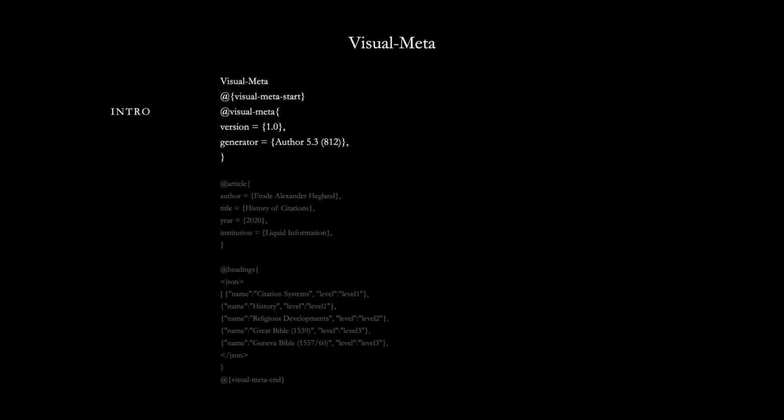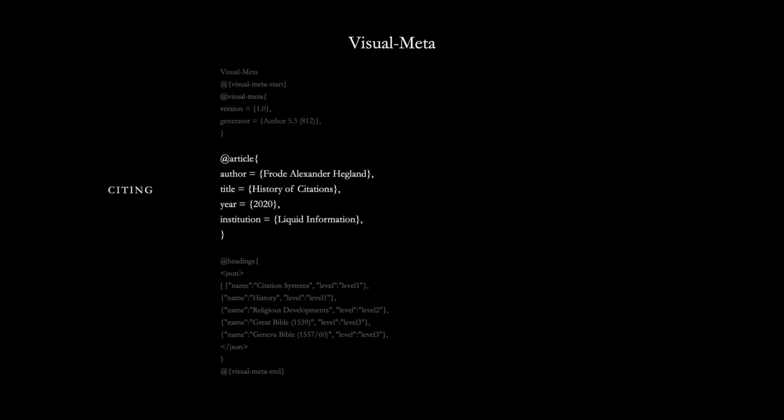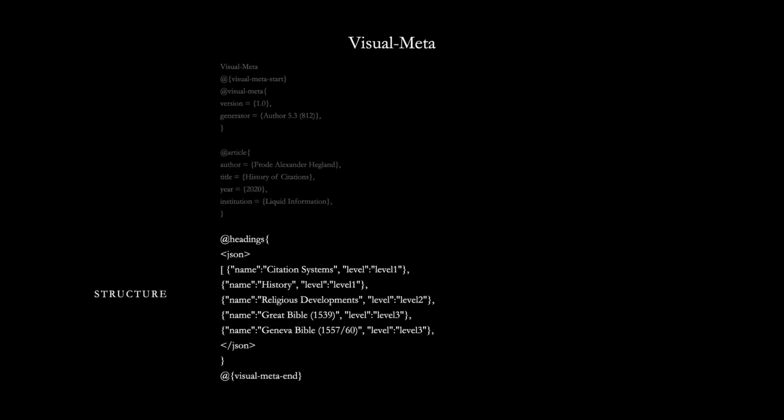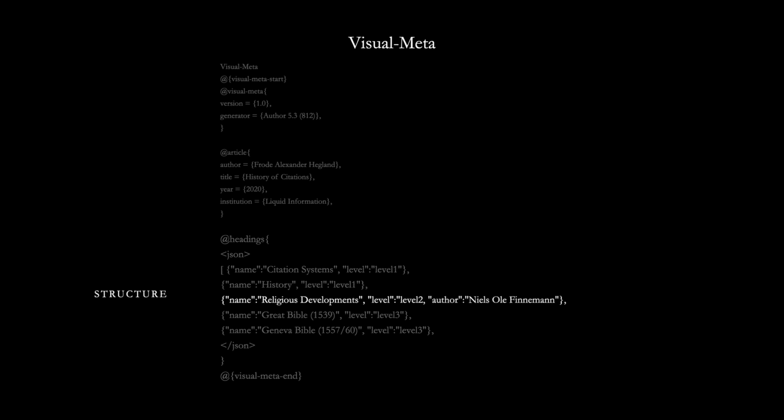There are three main sections. There's an introduction where the system introduces itself, what version it is, and what software generated it. Then there is a completely standard BibTeX citation bit with the name of the author, the title, the year, and so on. This is followed by structure in JSON format. We have the name of headings in the document and what levels they are, so the reading software can allow you to fold the document and so on. This can also have the name of the author for a specific section if different people are writing the document.